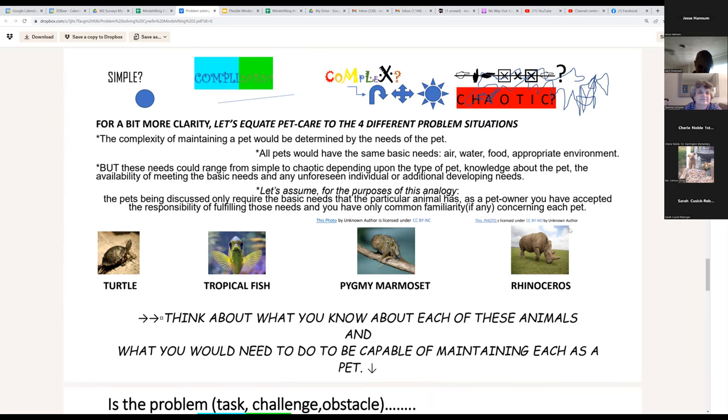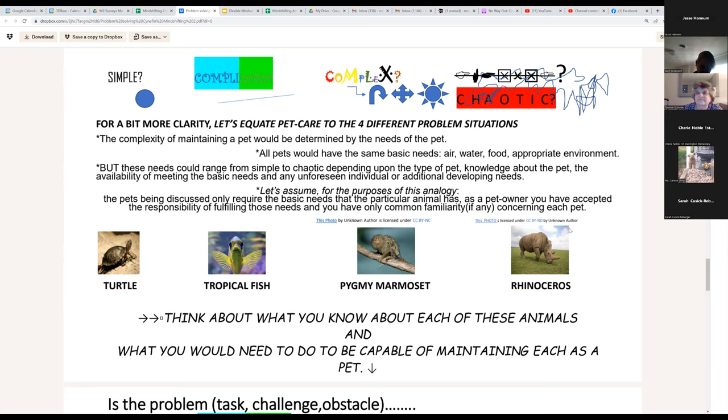What I would do is present them with these four different pets, or any four different pets, and say, overall, from what you know, unless you're an expert in one of these, which I'm not, how would you classify the overall general care of a turtle, a fish, a monkey, or a rhinoceros? Then have them sort them according to the four categories at the top of the chart. They could use the chart or whatever they like.